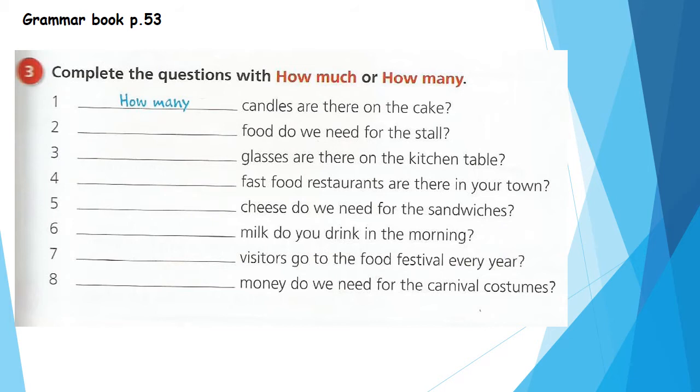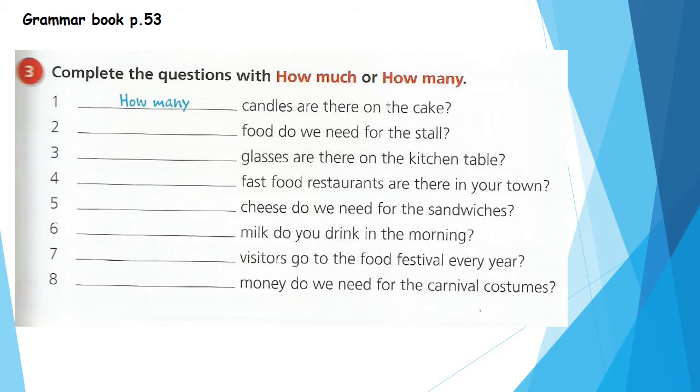Number 1. Dots candles are there on the cake. Okay, here the noun candles, it is countable or uncountable? Yes, it is countable. And it has a plural form, so we'll use what? How many candles are there on the cake? Number 2. Dots food do we need for the stall?